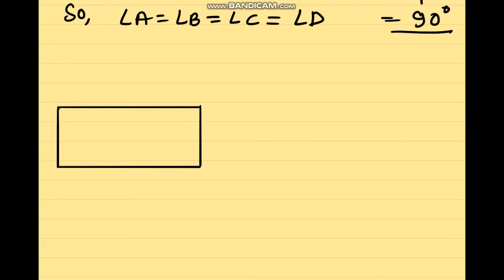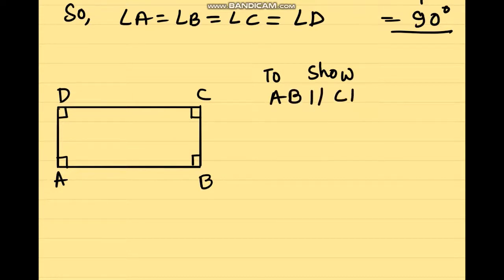Children, when you make a quadrilateral with each angle 90, you will get a rectangle, because in a rectangle all four angles are of 90 degrees. So here you have got one rectangle, ABCD, in which each angle is equal to 90. What you have to show is AB parallel CD and AD parallel BC. This is what you have to show now.